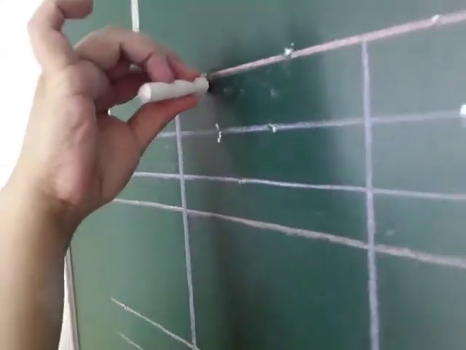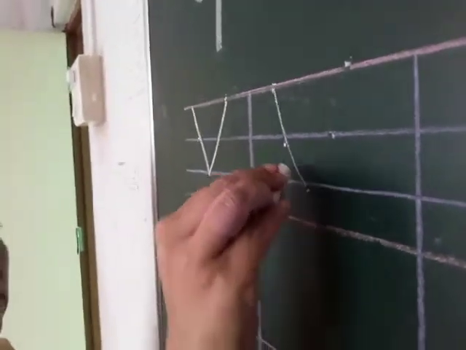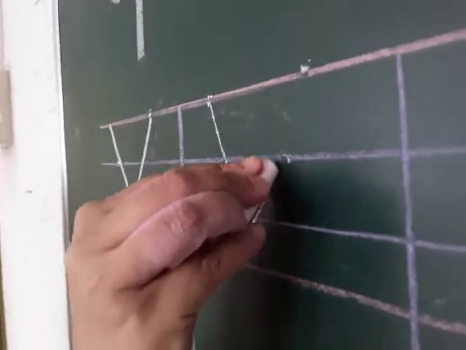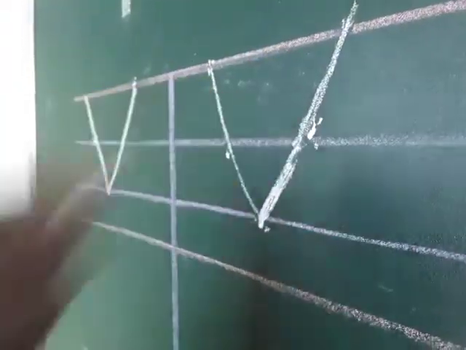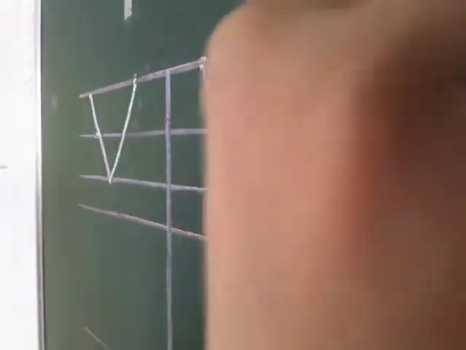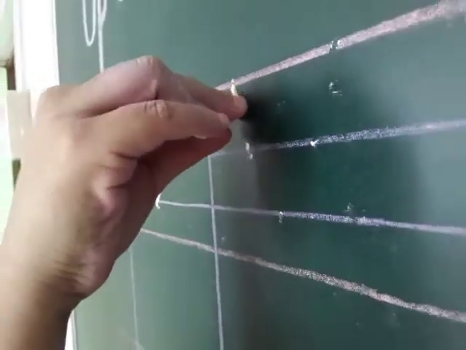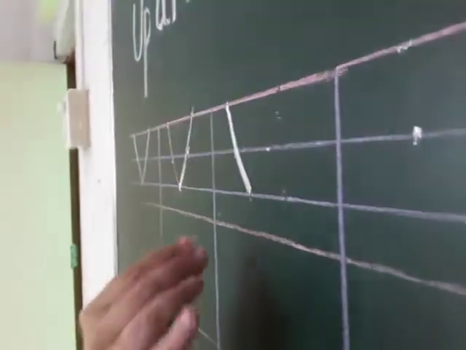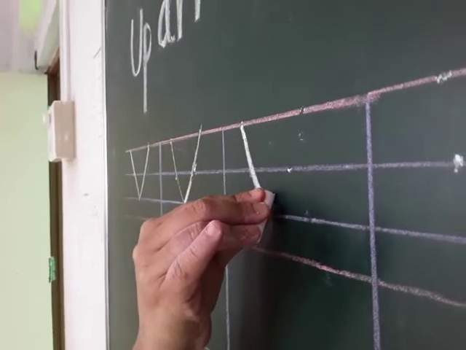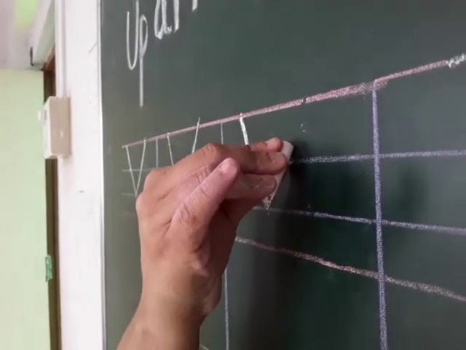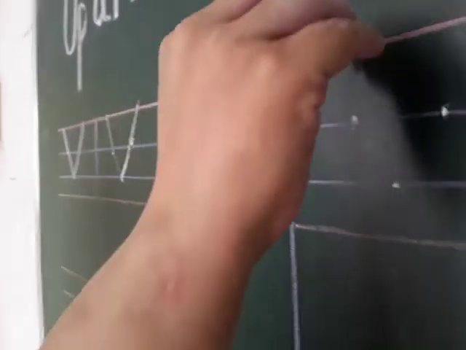Start from first line and come down. Continue this line and go up. This is called up arrow. Start from first line, first dot, come down and continue, go up. Practice it.